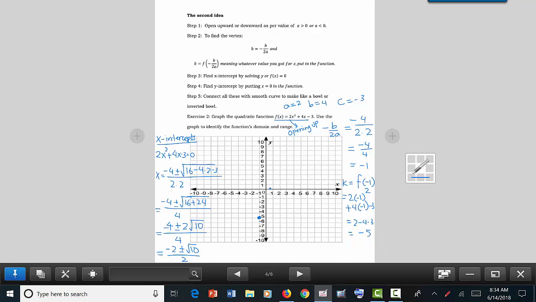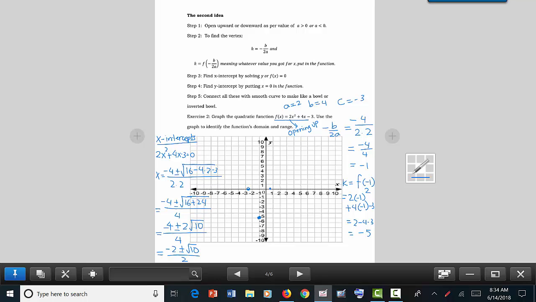Now let's talk about the negative square root of 10, which is slightly more than 3. So that is negative 3, negative 2, negative 5 divided by 2. So it is slightly left to the negative 2 and a half. So let's put a point somewhere there.